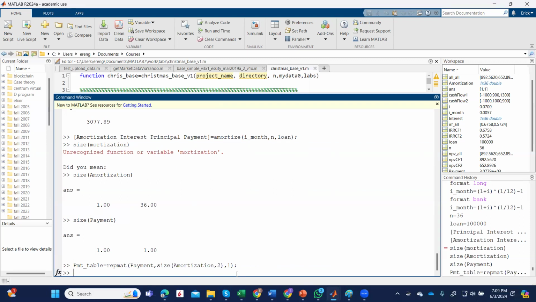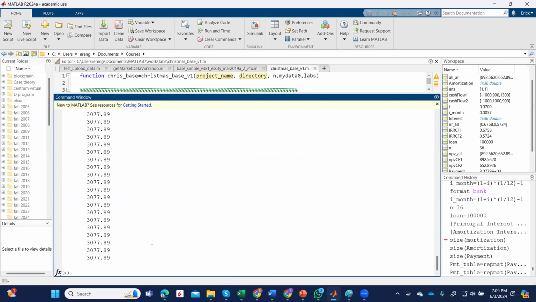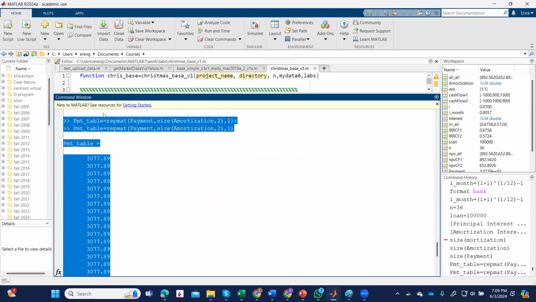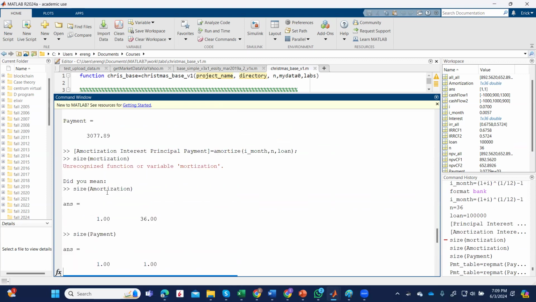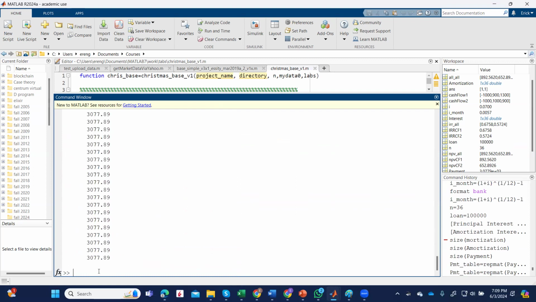Okay, so if you want to see this one here, let's take a look at that. You see? What I've done is I have made 30,077.89 repeat only 36 times. Got it? Now, I need to change amortization to a 1 by 36. So if I do amortization transpose, I'm simply transposing the data, right? Before it was like a row, now it's going to be like a column.